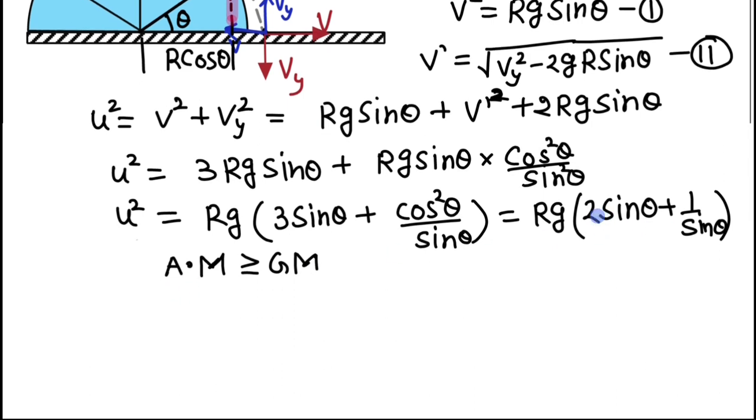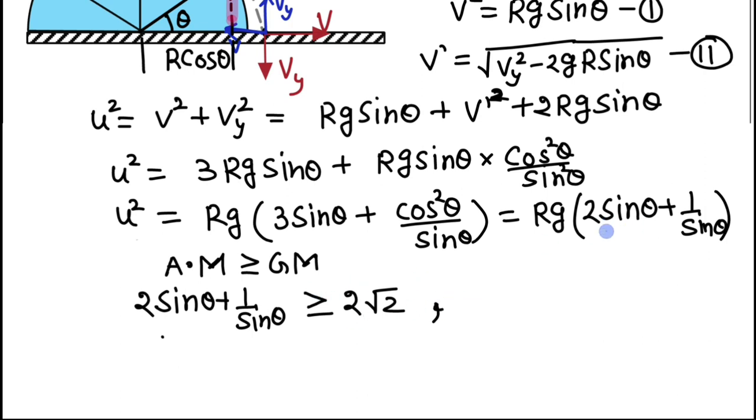So AM is this whole term divided by 2. So basically this whole term, 2 sine theta plus 1 by sine theta, divided by 2 is greater than or equal to GM, so 2 we should multiply here, and GM will become root 2, right? So this whole term should be greater than or equal to 2 root 2. So of course the minimum value will be equal to GM only, and that happens when these two terms are actually equal. So we can determine the value of theta also, right?